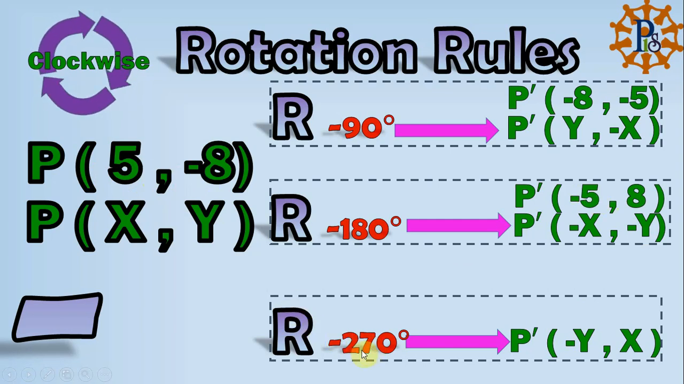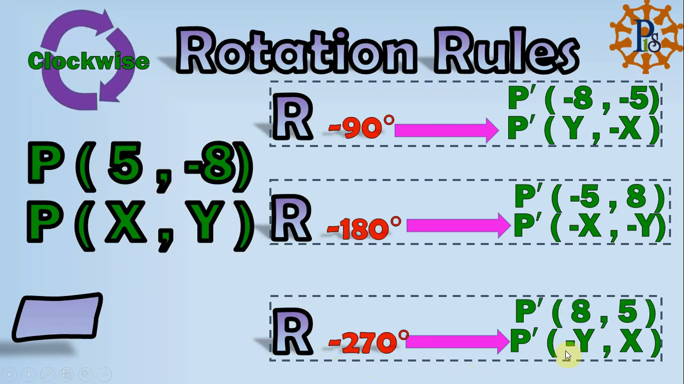Now we want to rotate this point by negative 270. What does this mean? It means that we will change the sign of negative 8, so it will be 8, and cross the places. So it will be 8 here and 5 here, like this one. So again, you must memorize this rule for rotation for positive angles and for negative angles.